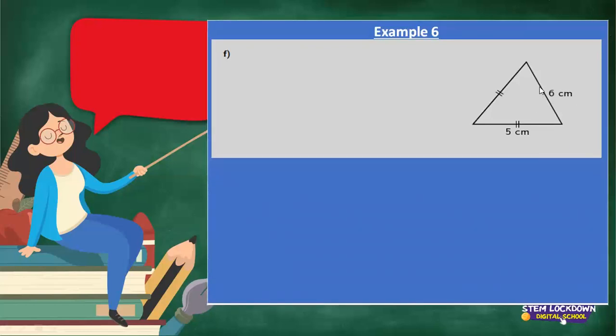Calculate the area of this triangle. How do you find the area of this triangle? You need to find the area of this triangle. What type of triangle is this? This is an isosceles triangle. Why? Because two sides are equal. So this is an isosceles triangle.